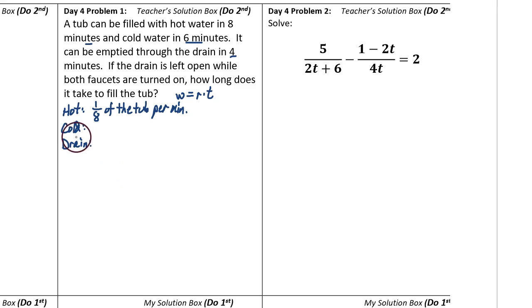If the cold water faucet takes 6 minutes to fill up the tub, then it can fill 1/6 of the tub per minute. And if the drain can drain the tub in 4 minutes, then it can drain 1/4 of the tub each minute.